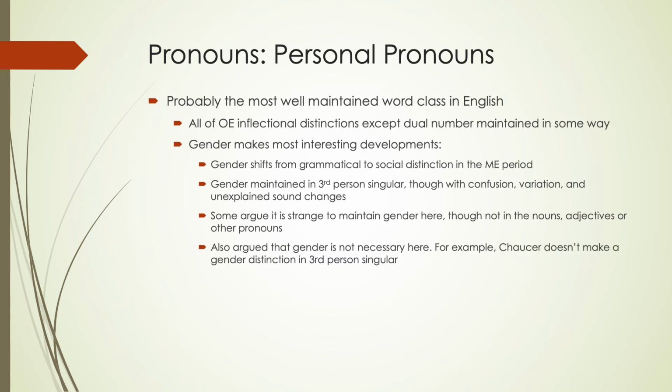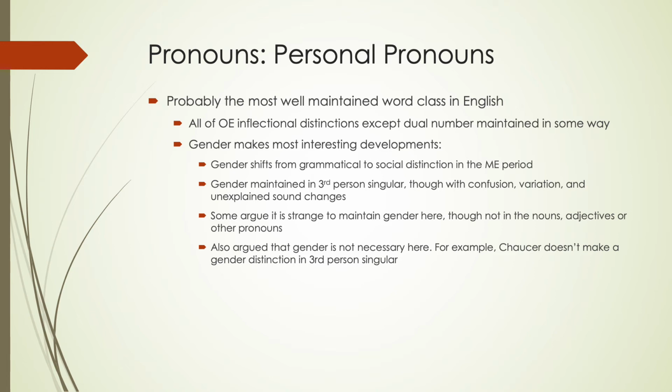It's also argued that gender isn't really necessary here. We're seeing some examples of changes in pronouns even today, where there is less of a need to rely on specific social binary gendered ideas of social gender. And Chaucer doesn't make a gender distinction in third person singular and just uses the equivalent of something like it for all third person pronouns.